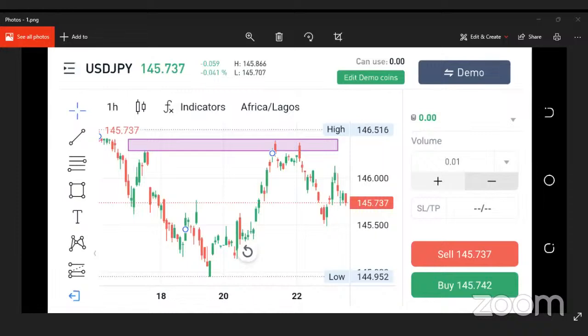In case you don't understand what I'm trying to explain here, let me just use this chart to illustrate better. So look at our chart here.